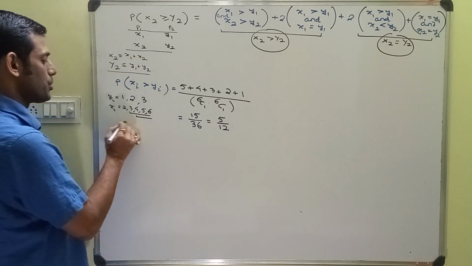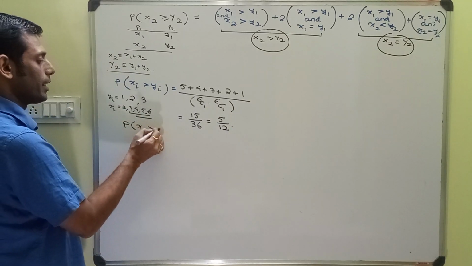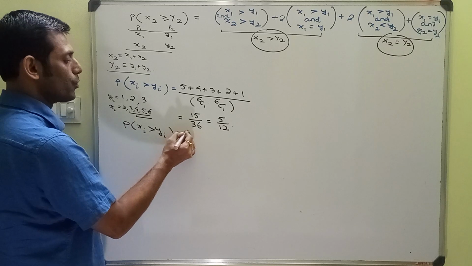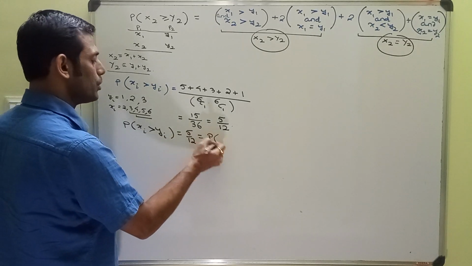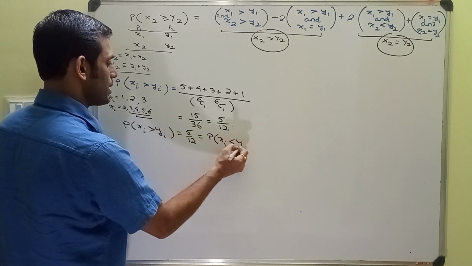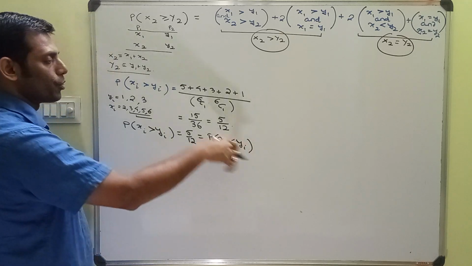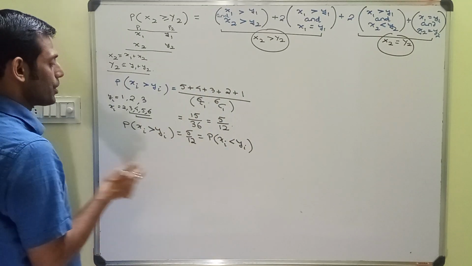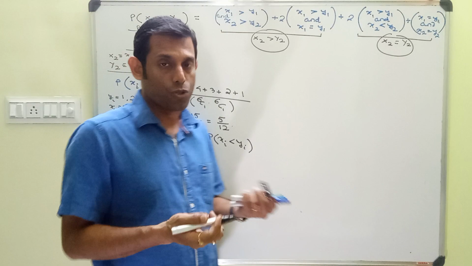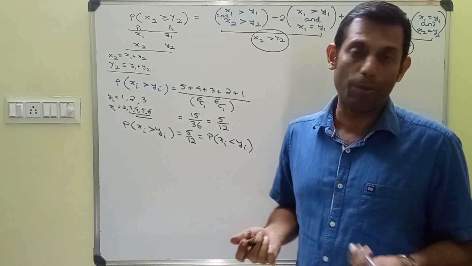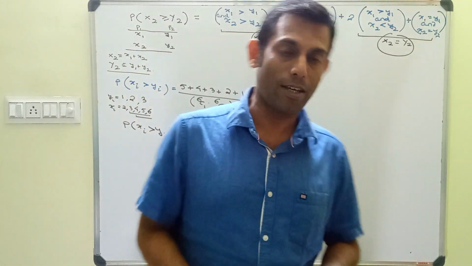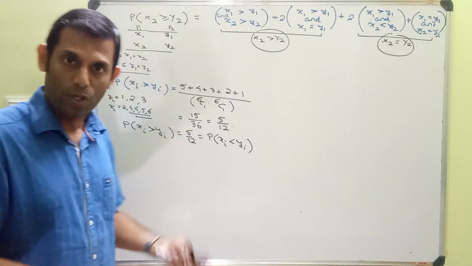5 by 12. That means P of xi greater than yi is equal to 5 by 12, which would be equal to the probability of xi less than yi. The same story would go in the reverse order. And that means for any two scores xi and yi, there are only 3 possibilities: xi greater than yi, or xi less than yi, or xi equal to yi.